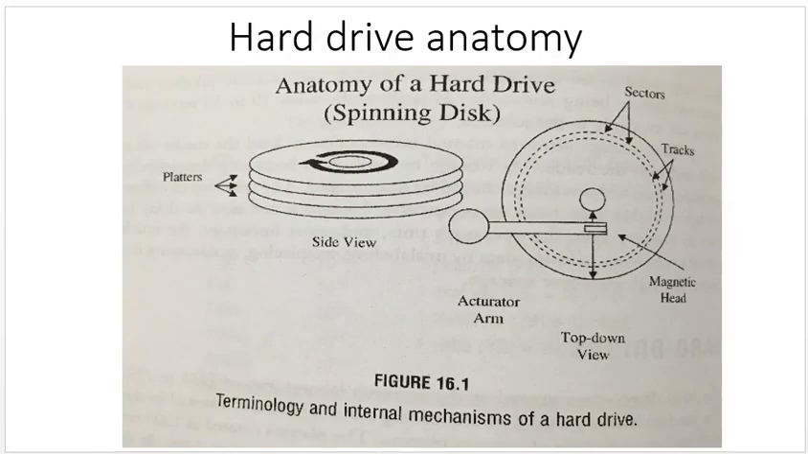And this is the anatomy of a hard drive. So you've got these platters or spinning disks, and you've got this actuator arm that runs the electromagnetic head back and forth over the spinning disk.